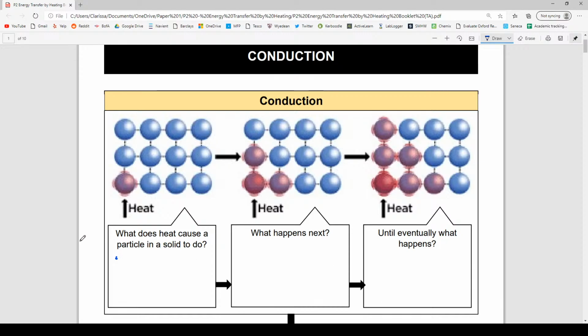So, in terms of energy transfers, there are three main types of energy transfers, three ways that heat energy specifically can be transferred. Conduction is one of them, which we're going to be talking about today. You have convection.